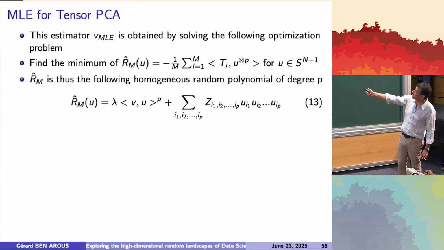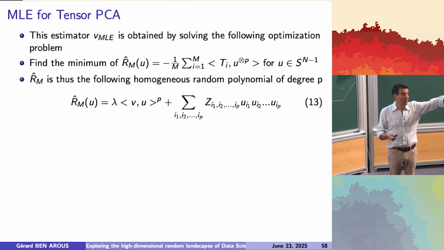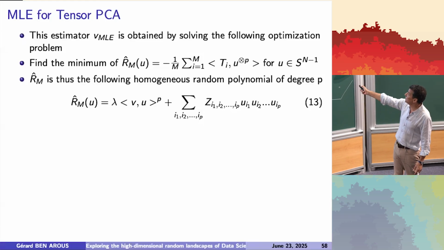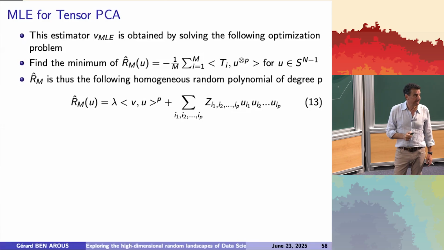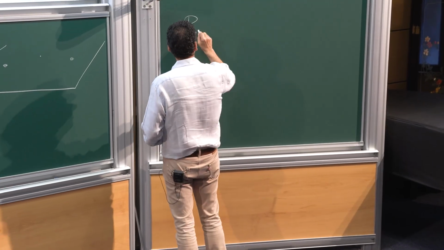So if you expand this thing, because you remember that the T_i were my tensors, which were noise W plus lambda V to the P. If you expand this as noise plus lambda V, you get this. That's the noise, and then that's the signal, lambda V to the P, in a product with U to the P, which is this. Now look at it. If I take V to be e1, what is this function I have to minimize?